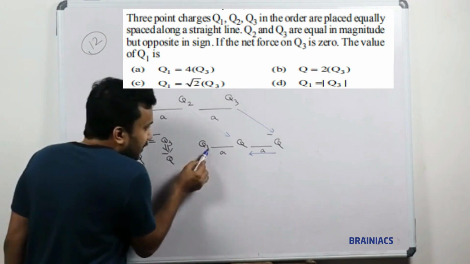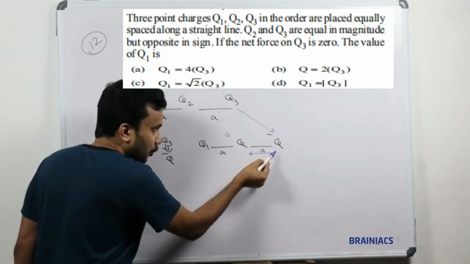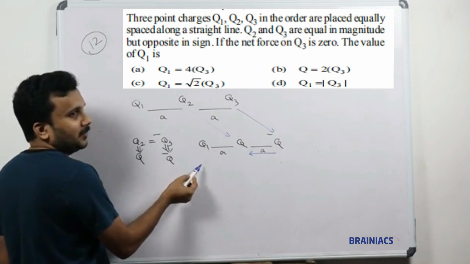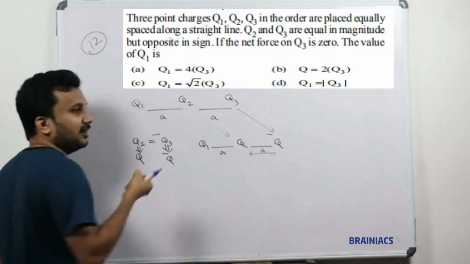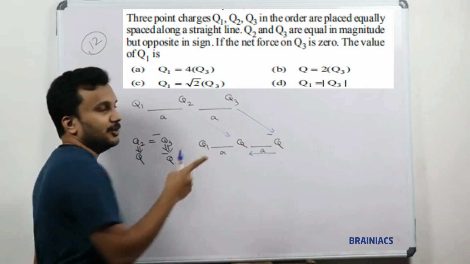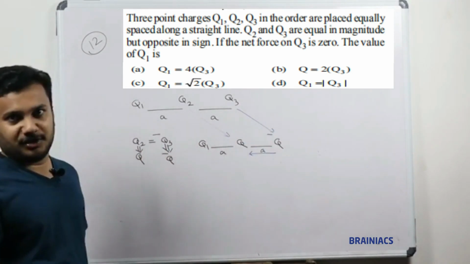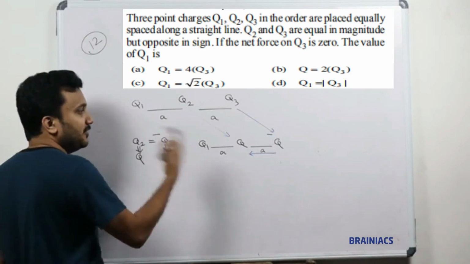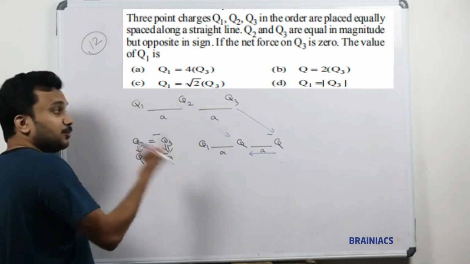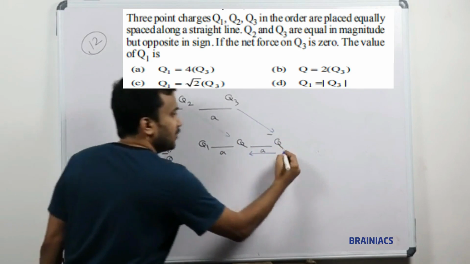But if Q1 is positive, what will happen? Minus Q will be pulled again in this direction. So with two bodies pulling the same way, the total force will never be equal to 0, right? Because one is pulling, and the other is also pulling. So it is not possible. So this should be a negative charge. If this is a negative charge, then this negative charge will repel.